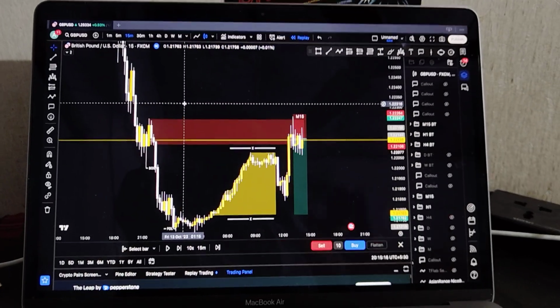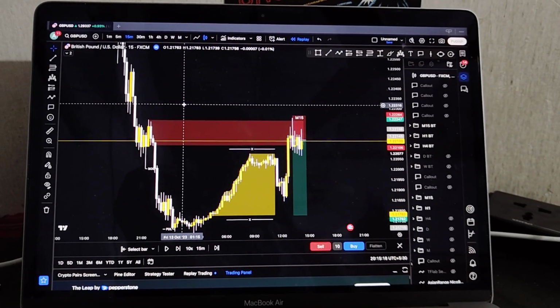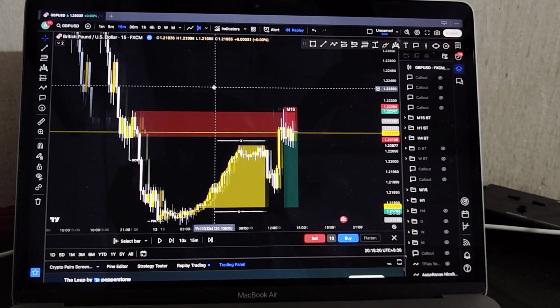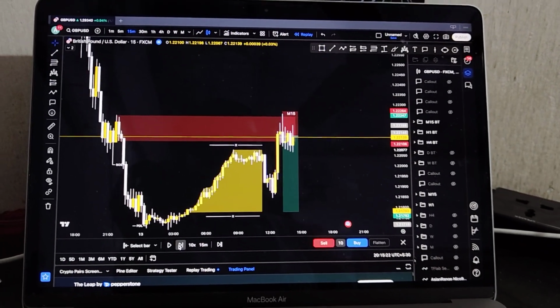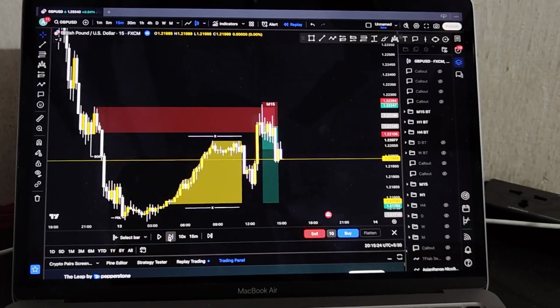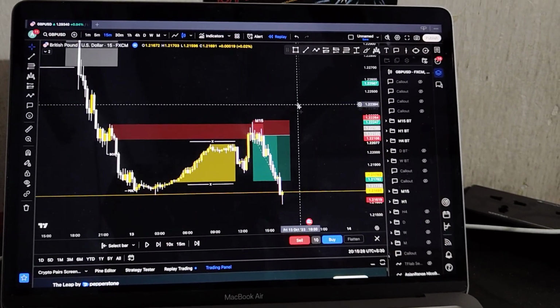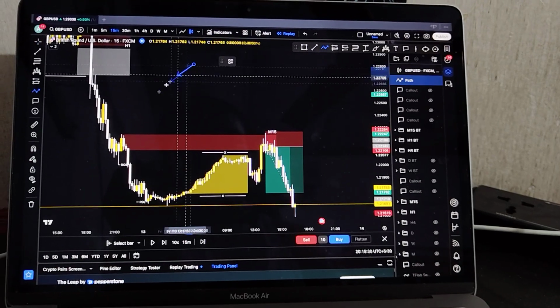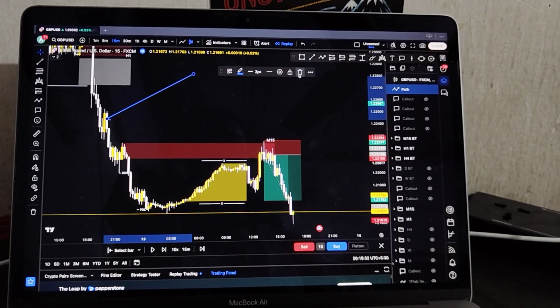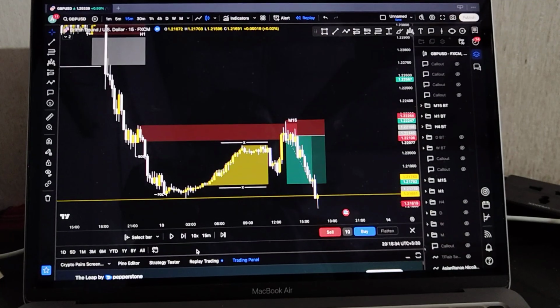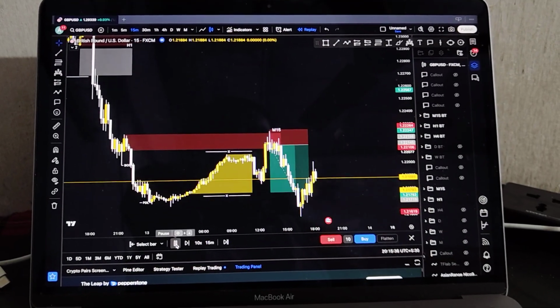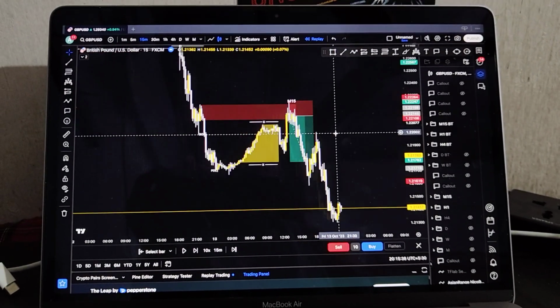New York session. And also I've noticed one thing: the order blocks made on New York session tend to get the move on New York session, and the order blocks made on London session tend to get the move on London session. I've noticed that. And also the order blocks made in the session in London or New York till zone timing, those are stronger than the other ones. So this trade was a winner.